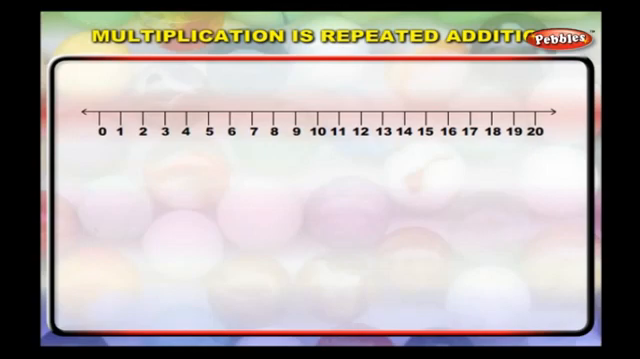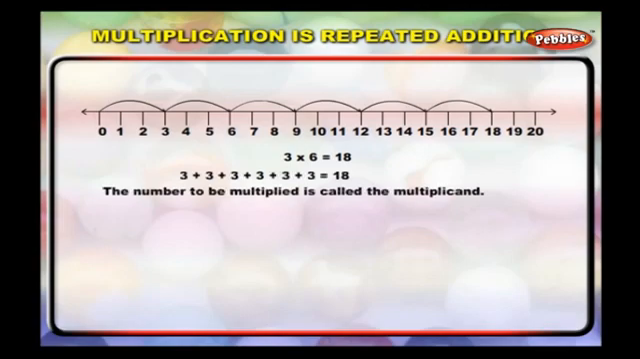For this, take a move from 0 to 3, then 3 to 6, 6 to 9, 9 to 12, 12 to 15, and 15 to 18. We have a gap of 3 numbers each time for 6 times and we reach 18. So, 3 into 6 is equal to 18. 3 plus 3 plus 3 plus 3 plus 3 plus 3 is equal to 18.